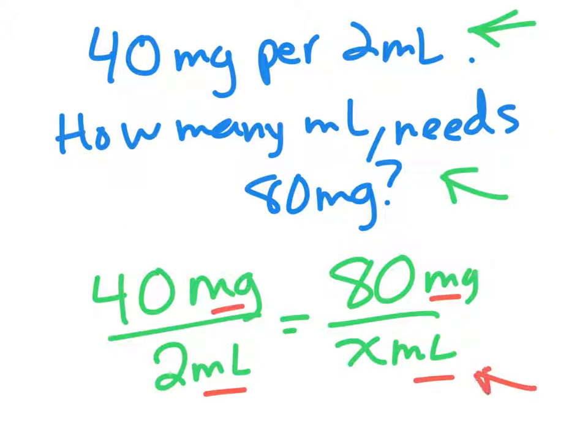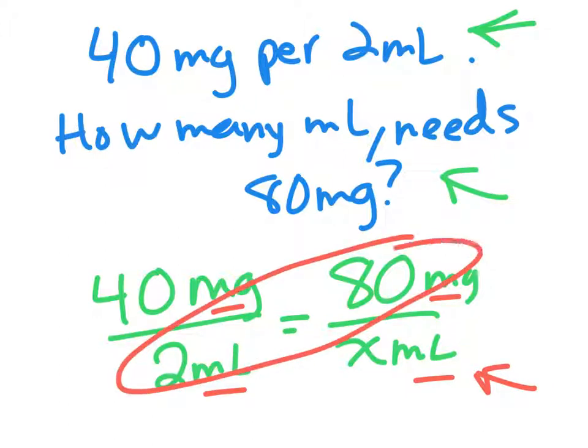Since x is down here, I'm going to multiply 80 times 2, which we know is 160, and then I'm going to divide that by 40. 160 divided by 40 gives me 4. So we would administer 4 milliliters, which makes sense. In this question, we need to give double the amount of drug that the medicine comes in, so therefore we would give double the amount of liquid.